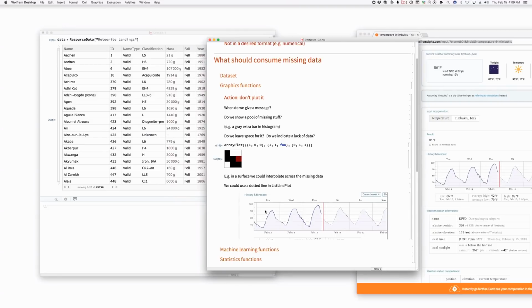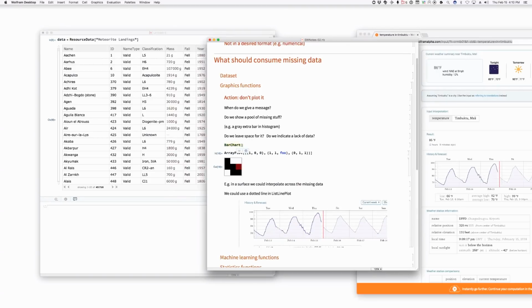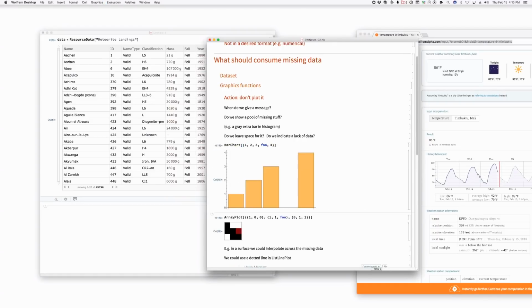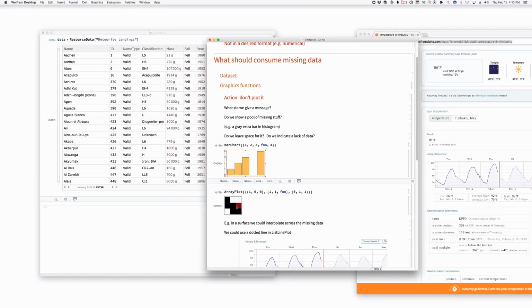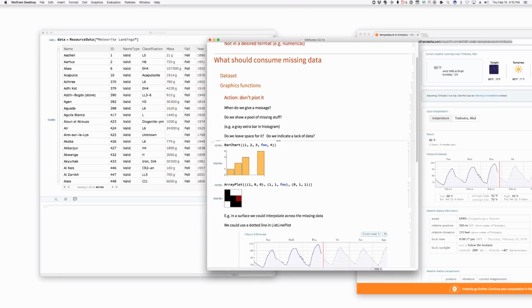Okay. So walk me through some other things we do. Another case, in the case of BarChart, if I go 1, 2, 3, foo, 4, it'll just look like that. Mm-hmm. Arguably not the right thing. Arguably that should do something more like this. Perhaps, yes.